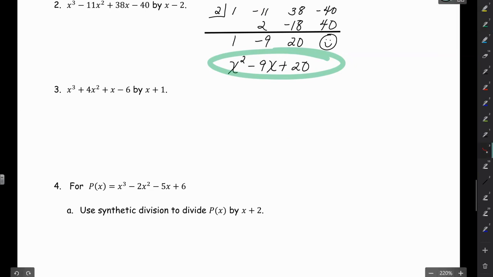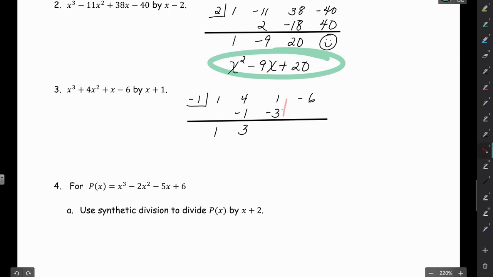Dividing by x plus 1. So we're going to put negative 1 in the box. Our coefficients are 1, 4, 1, and negative 6. Bring down the 1. Then we're going to do 1 times negative 1 is negative 1. That goes there. Add them together. 4 minus 1 is going to give me 3. 3 times negative 1 is negative 3.